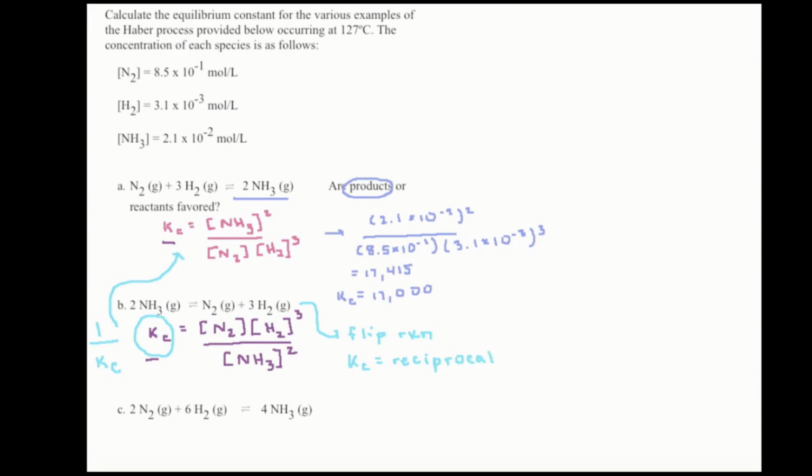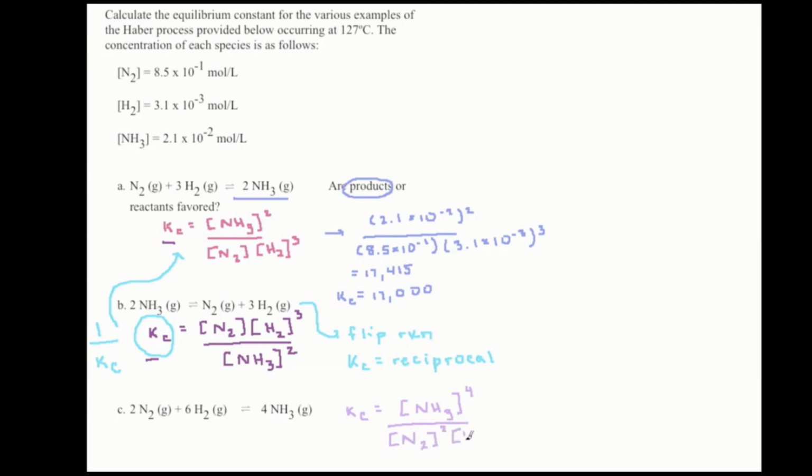Now, let's look at what happens if, notice here, all I've done is I've multiplied all of my coefficients by 2. That's the only way it's different from A. So if I find my Kc of this guy, I know that this is going to be equal to NH3, instead of squared now, it's going to be raised to the 4th. And then this is going to be N2 squared.